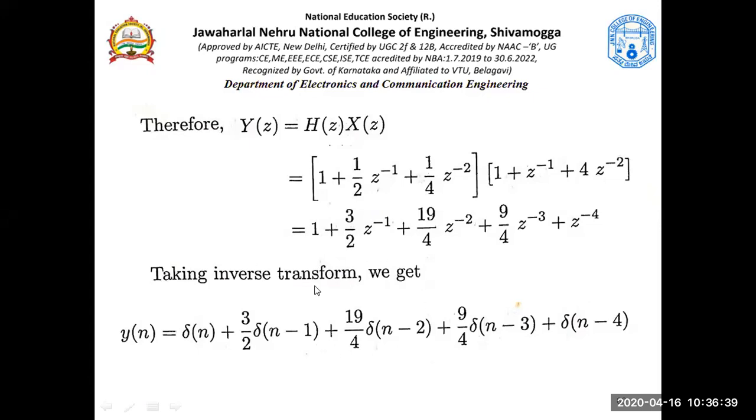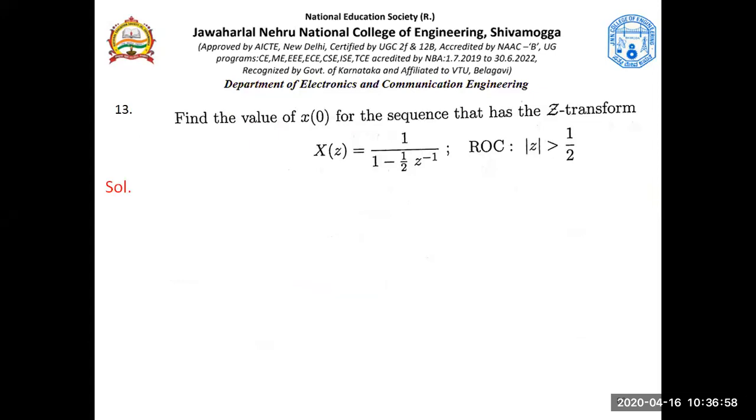If you know the Z transform of delta of n minus 1, you'll be able to do this. Otherwise, no. So you need to be good with the list of standard transforms we have done till now. Go have a look into that. You will find it easier. Fine. Let's go on with the next problem.